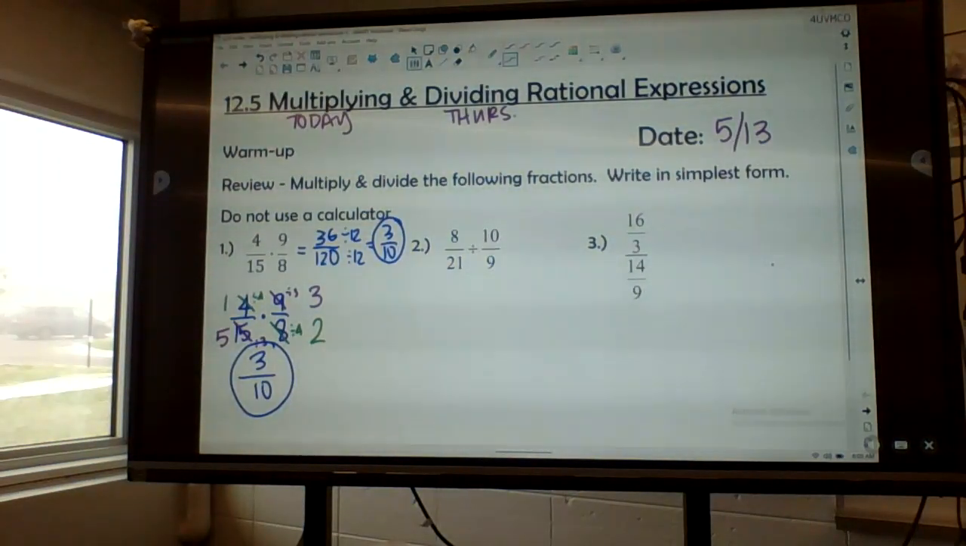So, last class we talked about just multiplying these rational expressions. Today we're going to be dividing them. So we're doing the dividing piece today. Now I want to remind you guys about dividing fractions.